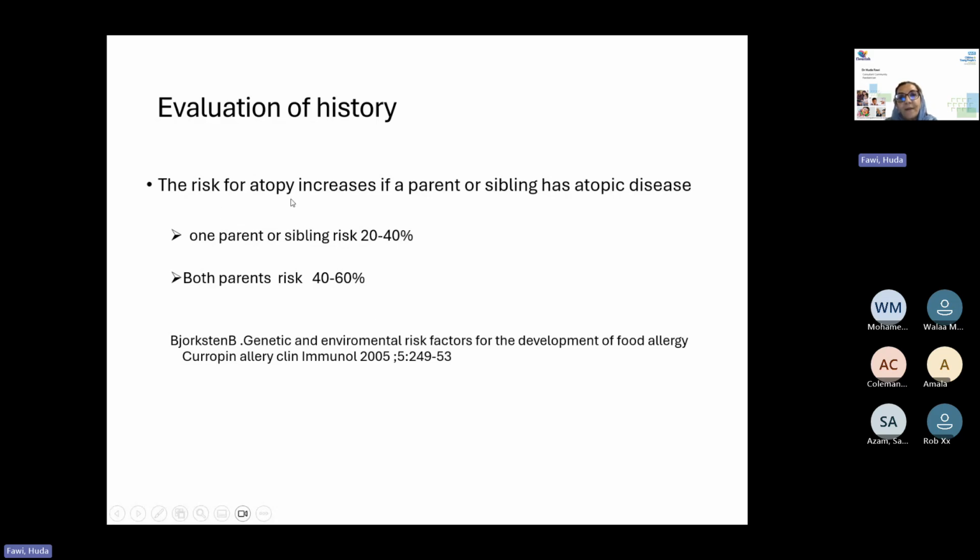We talked about the family history, we ask about the parents or siblings. One parent or sibling increases the risk to 20 to 40%, and if both parents, the risk of allergic reactions increases to 40 to 60%.